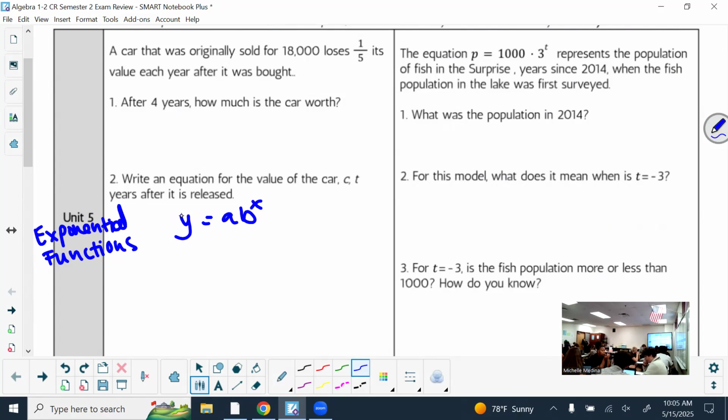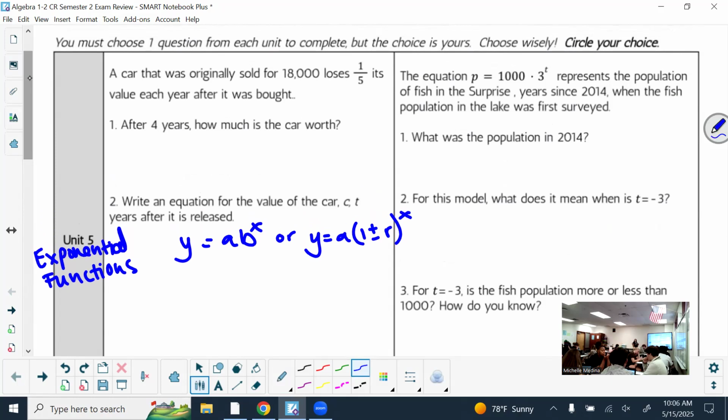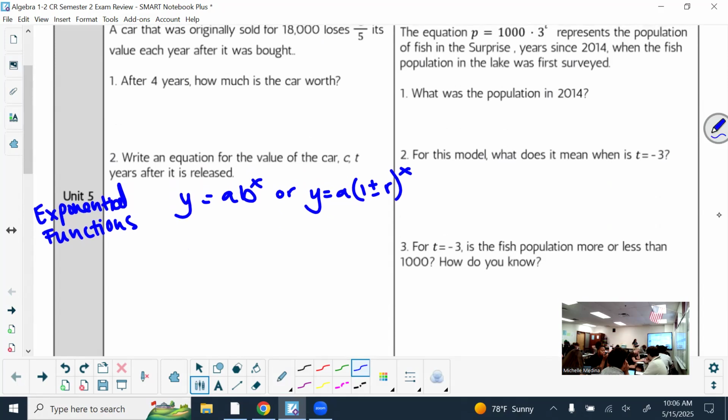We've also seen it expressed where b is 1 plus or minus r. Depending on what information they give you in the problem, you might want to use one or the other, but they are the same. They're both for exponential functions. The x is the exponent, and it's repeated multiplication time. Even if it's decreasing, it's still multiplication. You'll see why. But what does a stand for in our exponential functions?